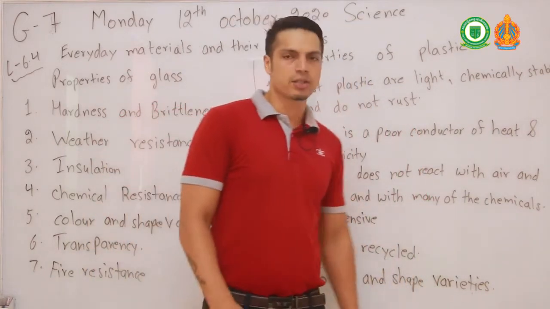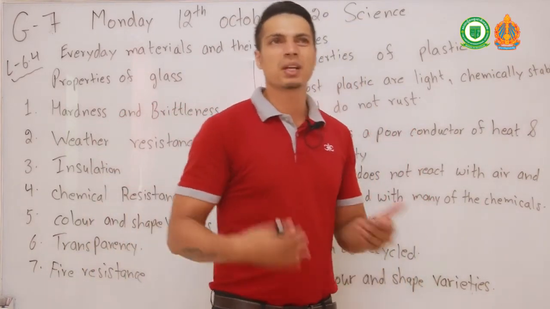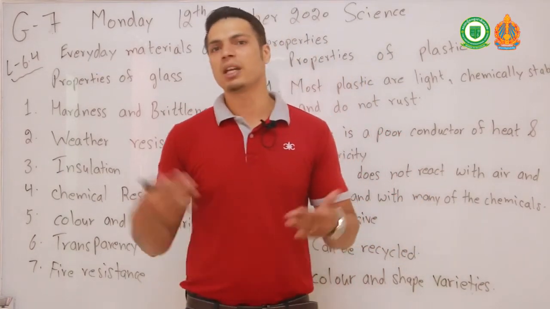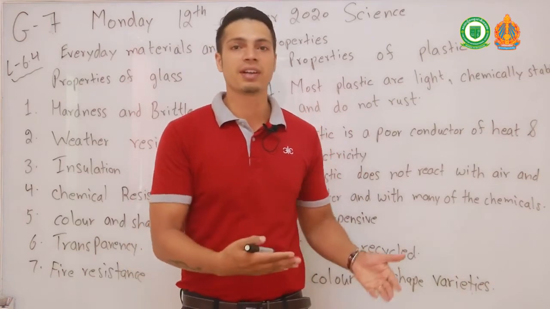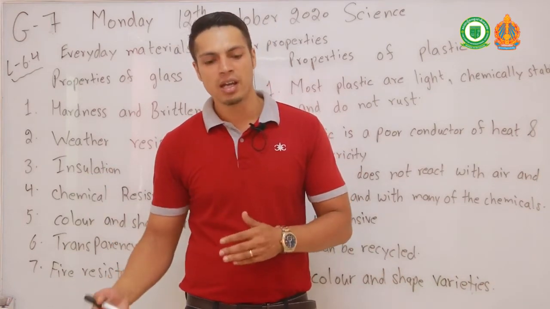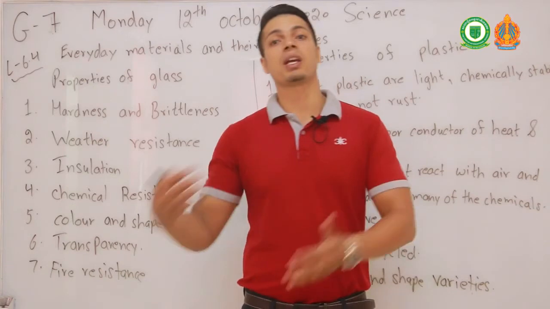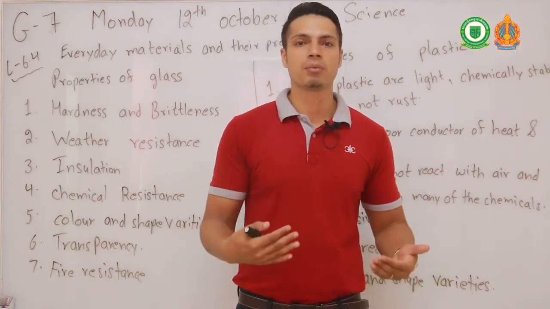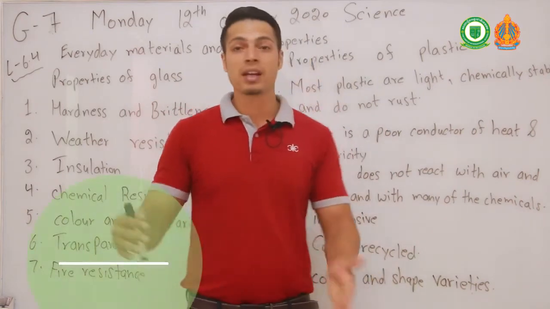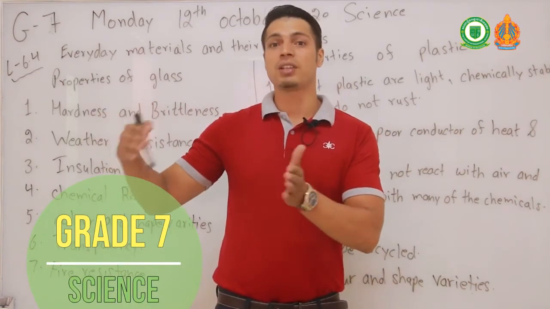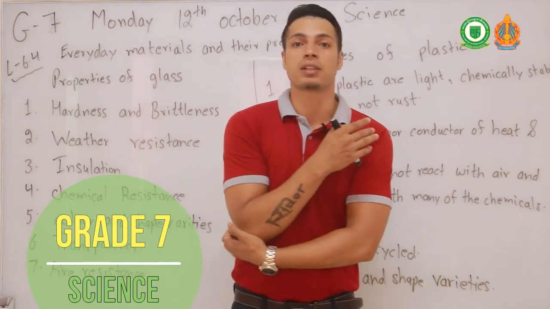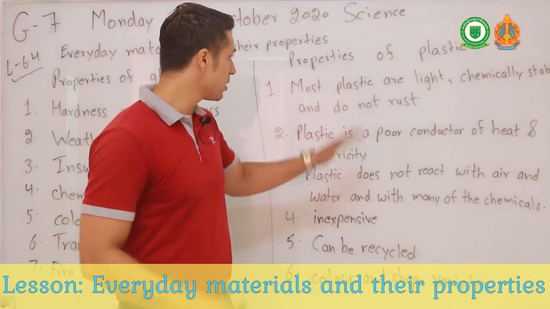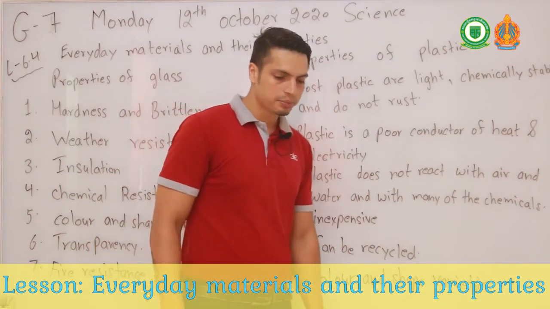Color and shape varieties. Plastic can be found in many colors. At home we see many things made out of plastic in different colors and different shapes. You can make a chair out of plastic, you can make a table out of plastic. So plastic can be used to make objects of many, many shapes and colors. So these are the properties of plastic.